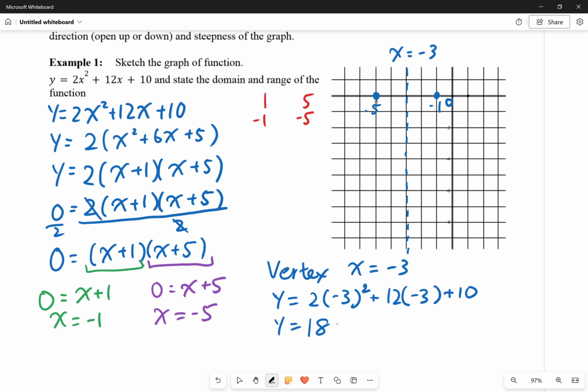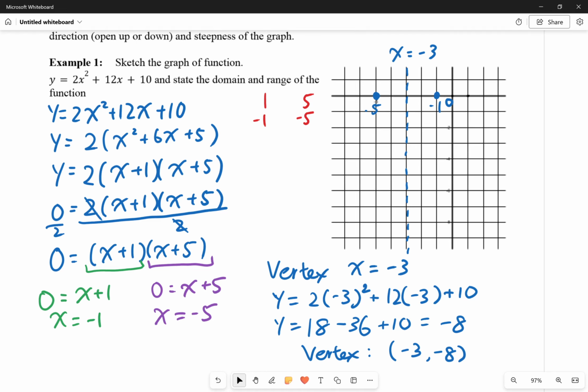12 times -3, that's a negative number. 12 times 3 is 36. And then I have a plus 10. So 18 minus 36 plus 10, that's going to be, what's that? That is -8, I think. Double check. Yep, that is -8. Cool. So my vertex is at -3, -8.